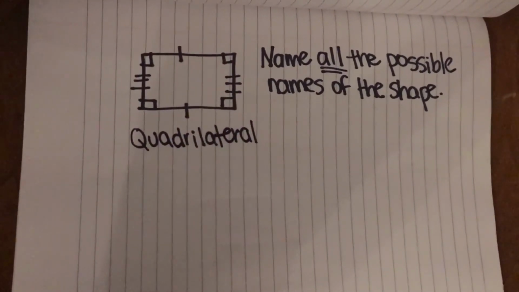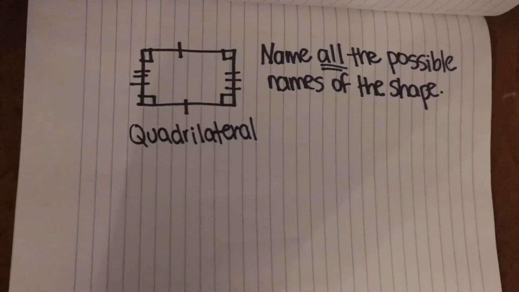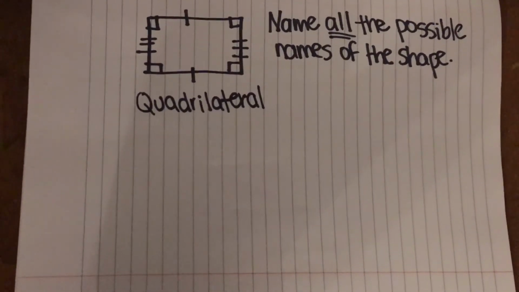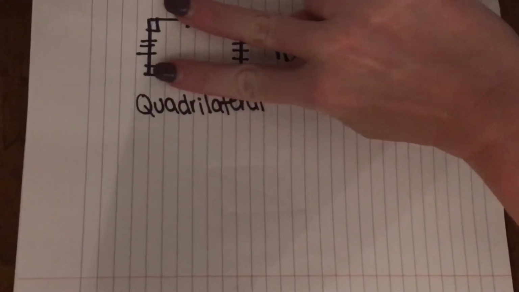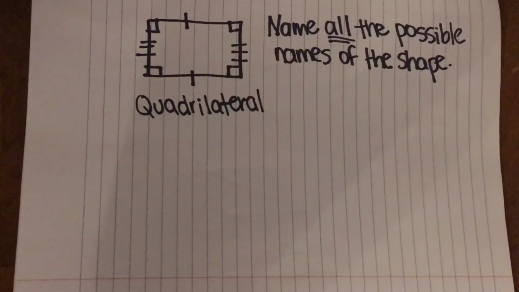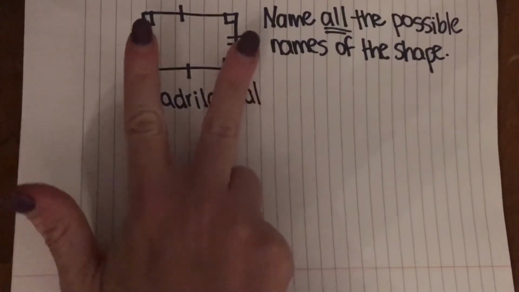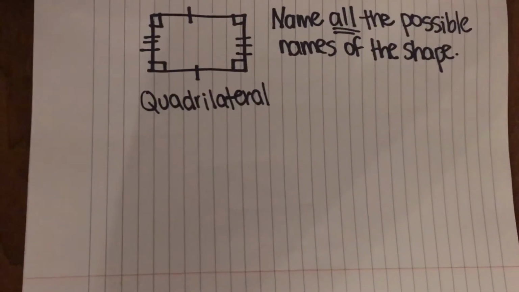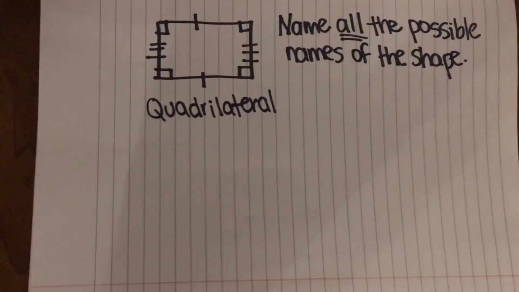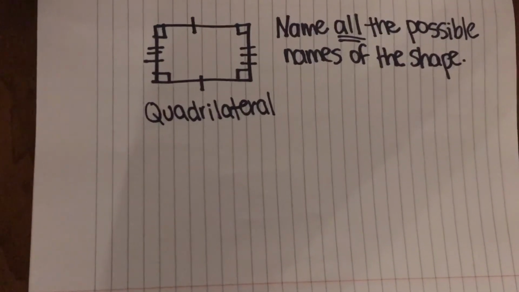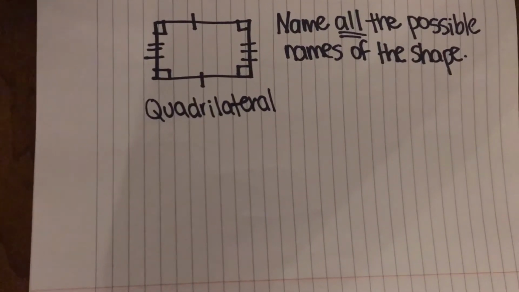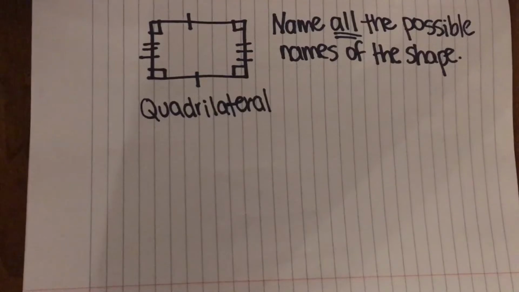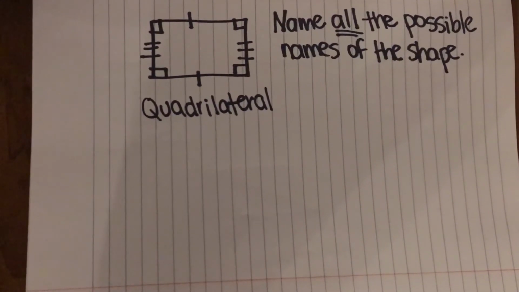So that's one. Well, next is the trapezoid. A trapezoid by definition has one pair of parallel sides. So let's look. Here's one pair of parallel sides, but we also have another pair of parallel sides. So this cannot be a trapezoid because a trapezoid can only have one. So that's out.